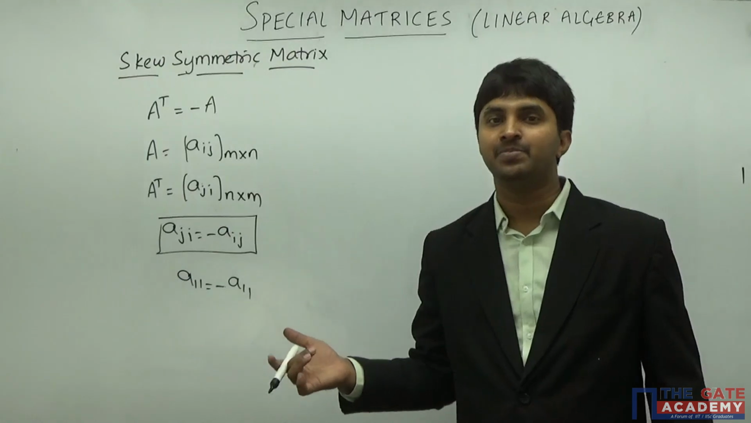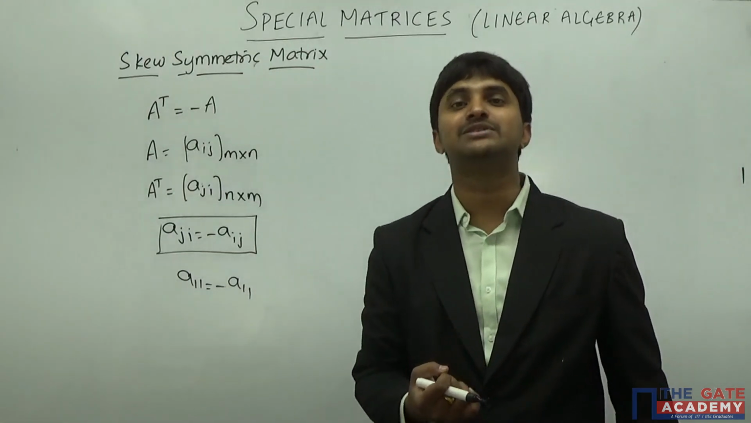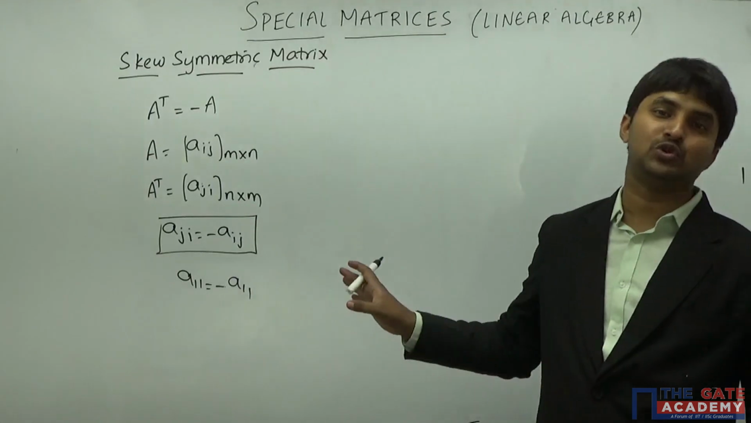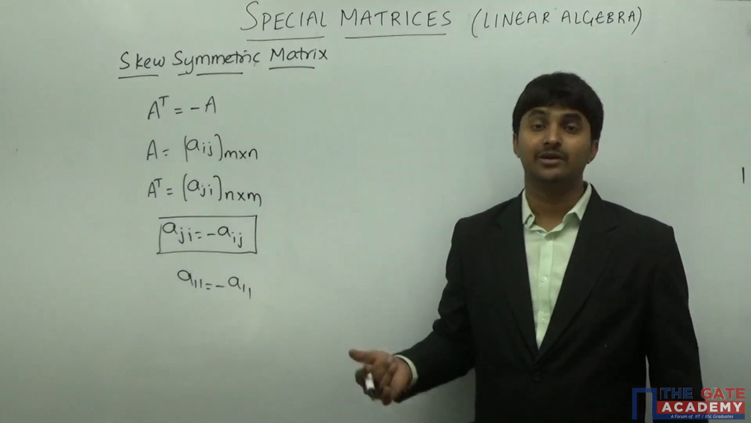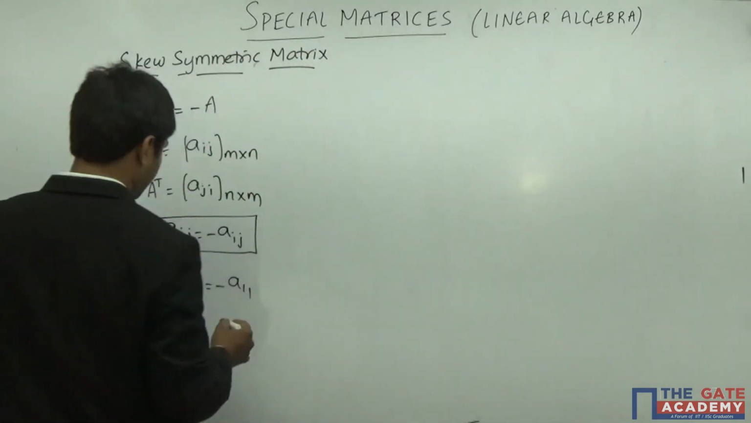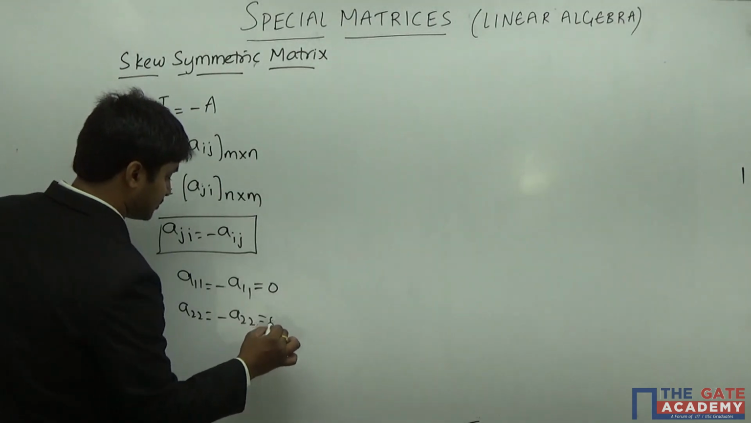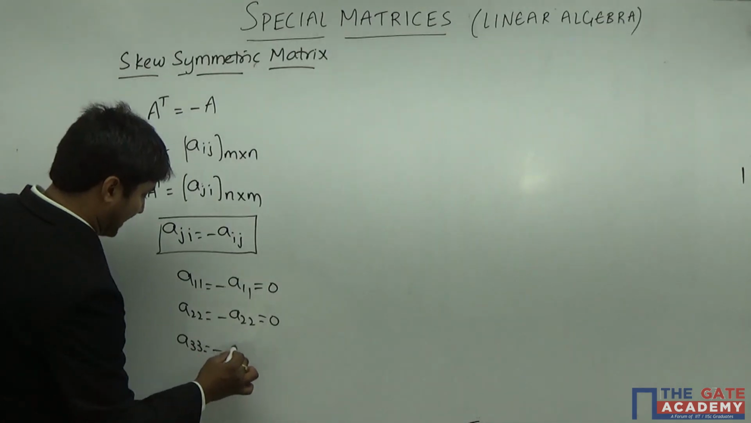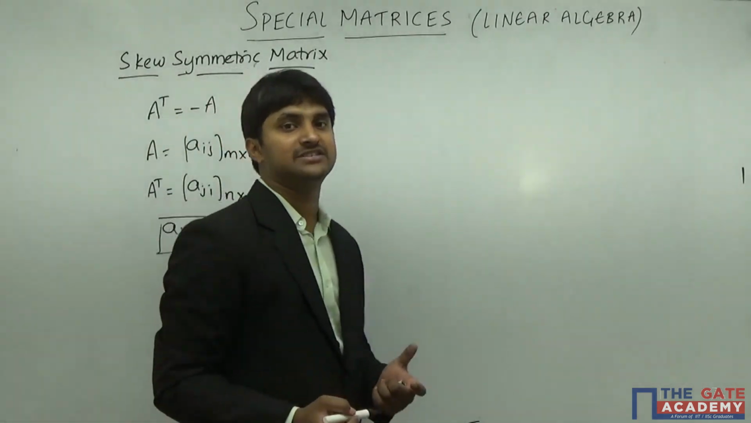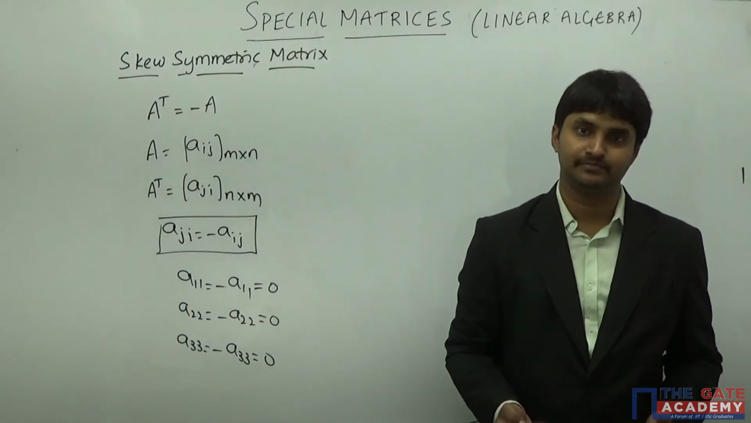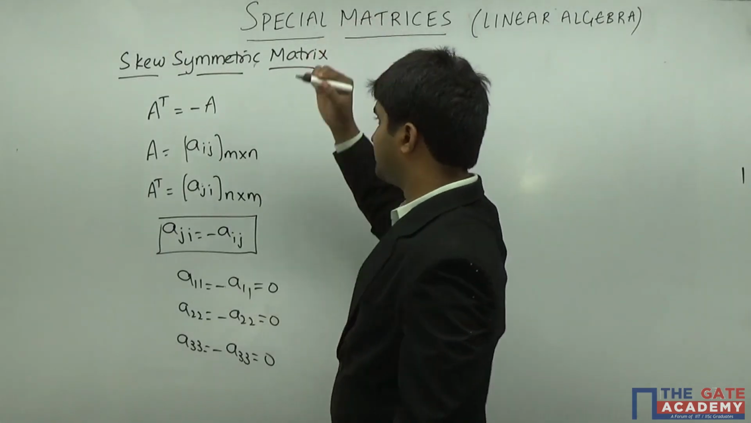Can you tell me when this is going to happen, that an element is equal to the element with a minus sign? This can only happen with a single number, and the number is nothing but 0. For no other number is this going to be satisfied. So A11 is equal to minus A11 only when the number itself is 0. Similarly, A22 is equal to minus A22, so it is also 0, and A33 is equal to minus A33, also 0. So all the principal diagonal elements in the case of a skew symmetric matrix are equal to 0. That is the first property you observe in a skew symmetric matrix.